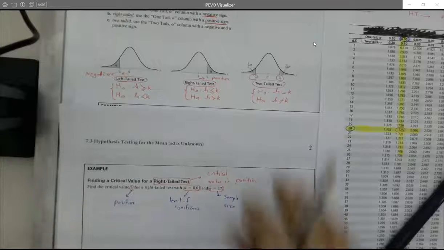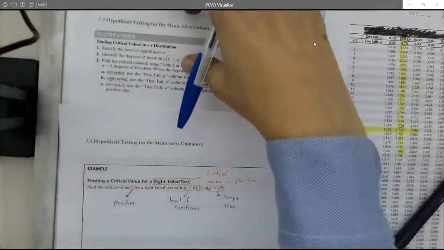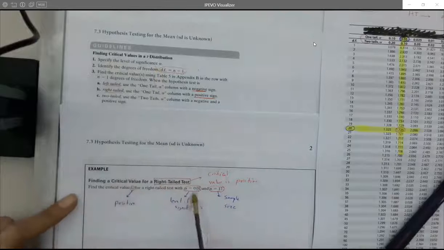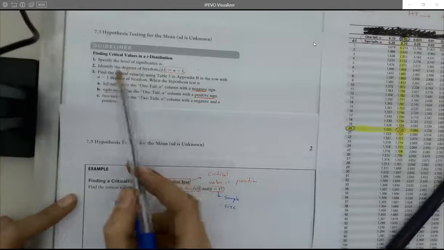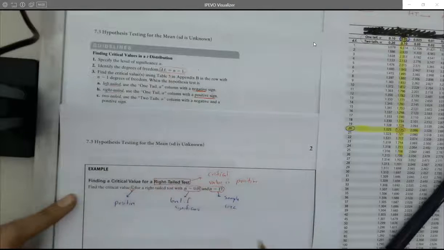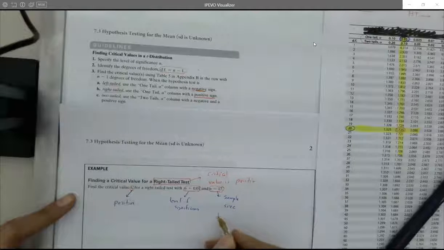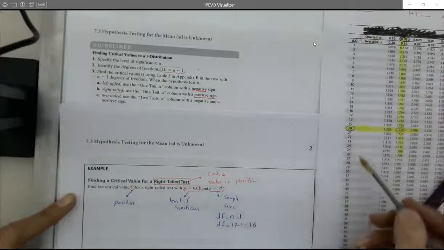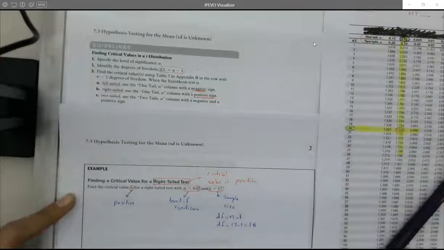So let us take a look at our instruction. Here we go. Specify the level of significance, which is given, 1%. Degrees of freedom. Well, I have my sample size, so I can quickly find the degrees of freedom, which is subtracting 1 from the sample size. So the degrees of freedom, which is 17 minus 1, equals to 16. The degrees of freedom. Very well.